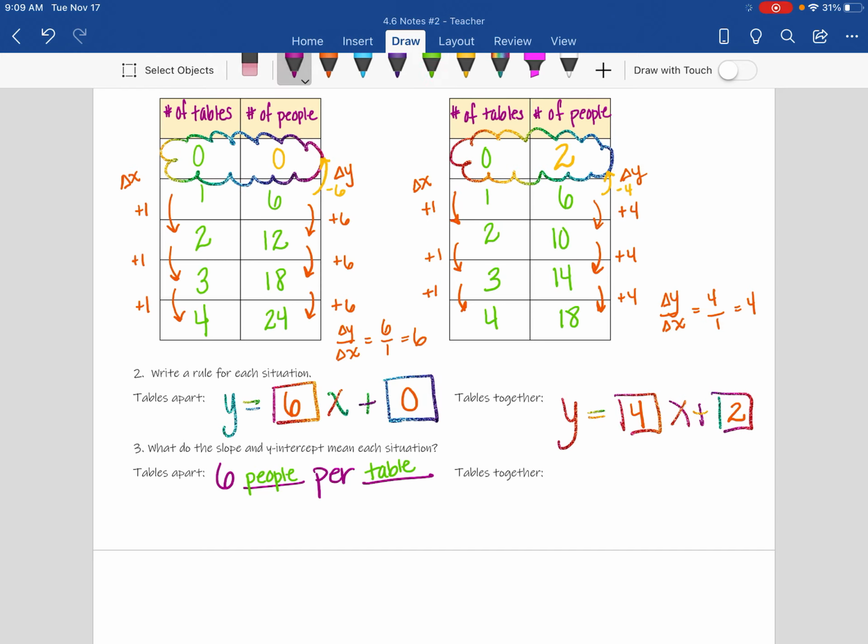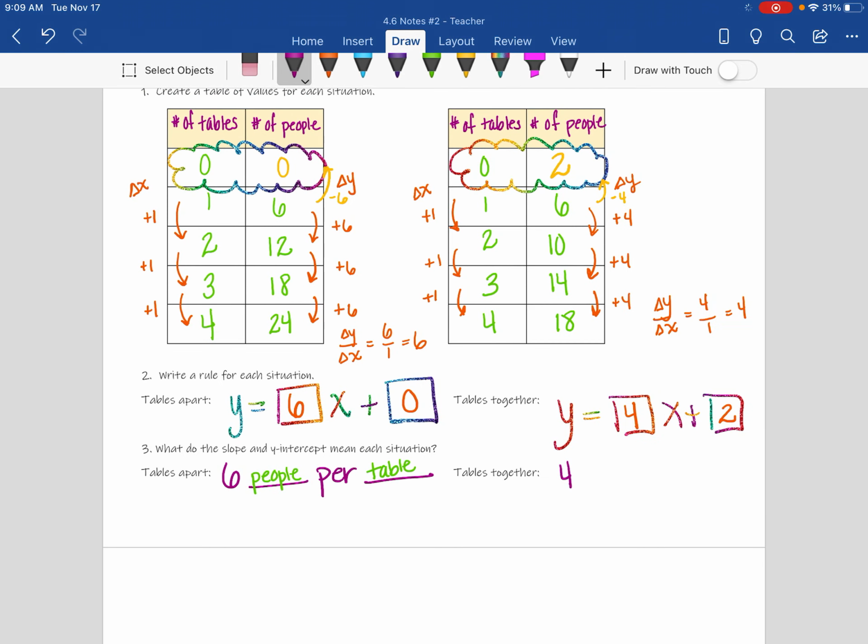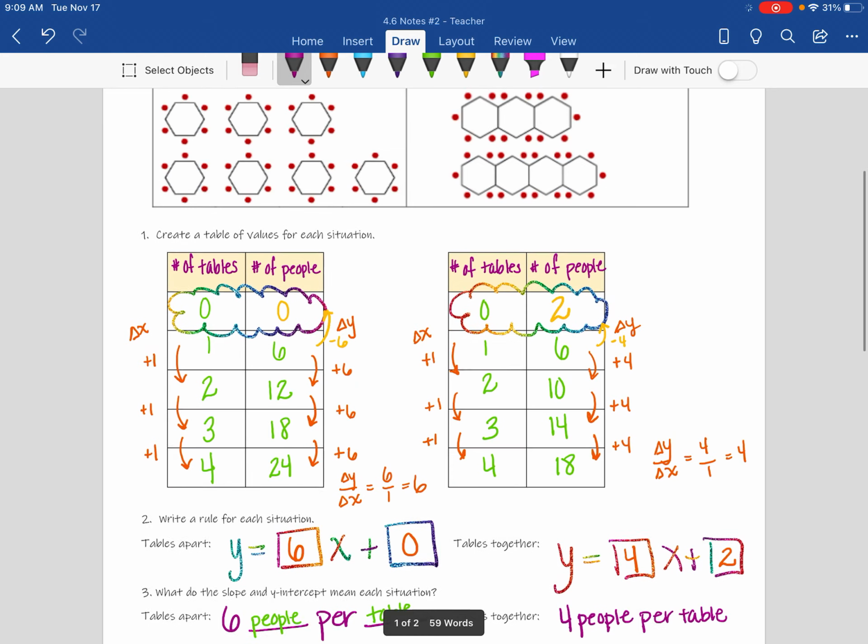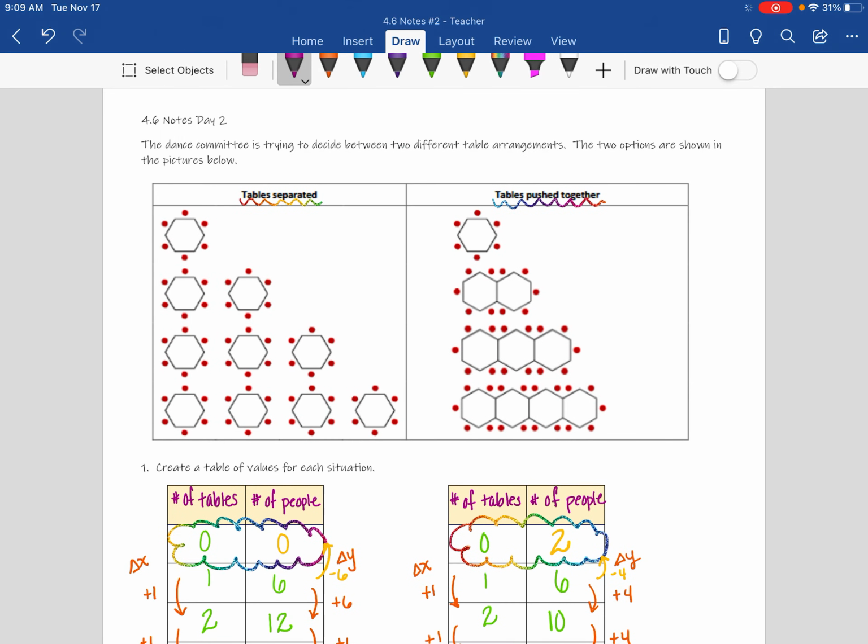Okay, the nice thing about these both being the same situation is that the slope would mean the same thing if we look at the second rule. So we have 4 people per table, and that's coming strictly from looking at the table right here. Every time we add a table, we add 4 people. So 4 people per table, the slope still means the same thing. It's just a different number in this equation. We need to figure out what this plus 2 means for the y-intercept.